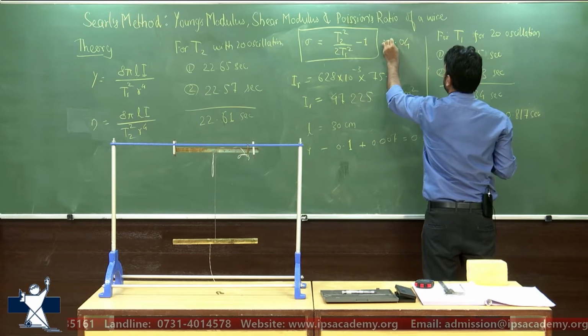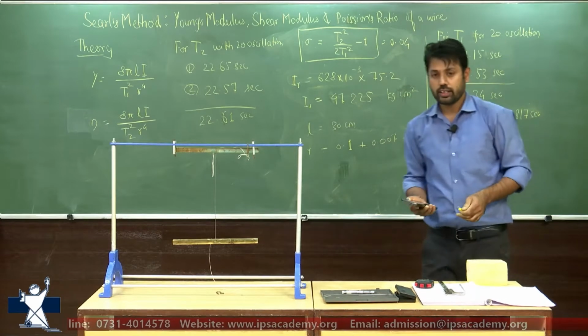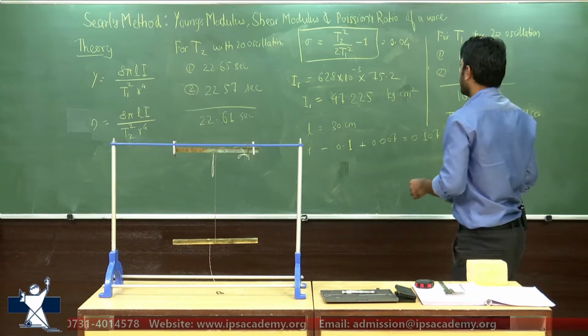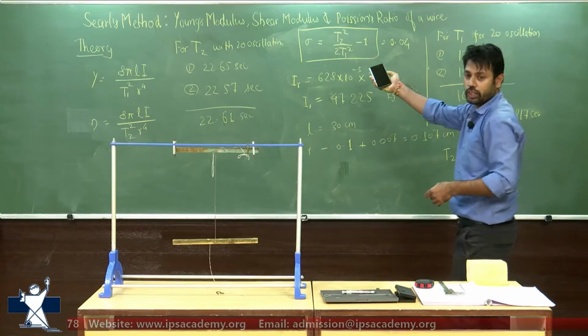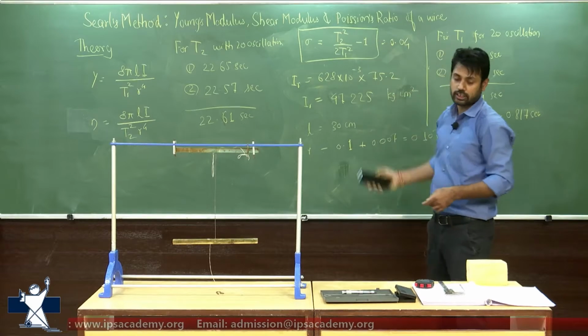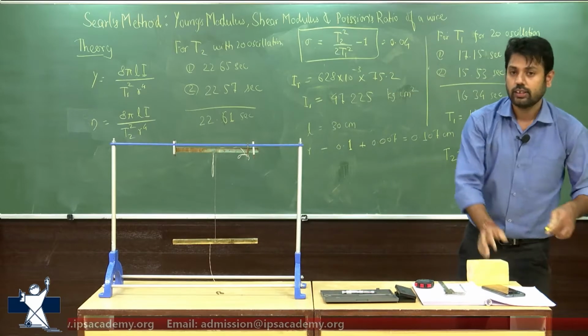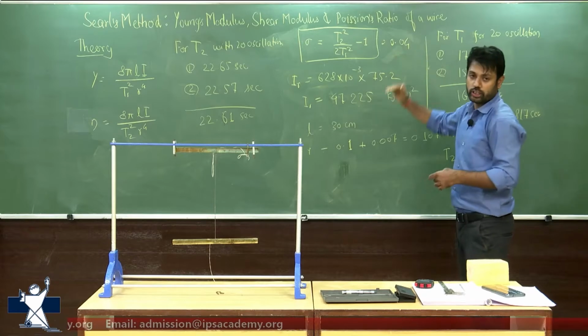So we get the Poisson's ratio equal to 0.04. Okay. So the value of Poisson's ratio for this wire is 0.04, and the unit should be equal to, so this quantity is basically unitless because we are taking the ratio, second square divided by second square. 1 is just a number. So this quantity is unitless, and the value is 0.04 for this wire.